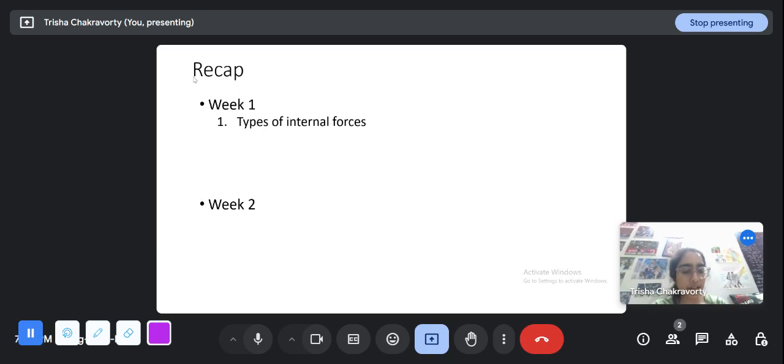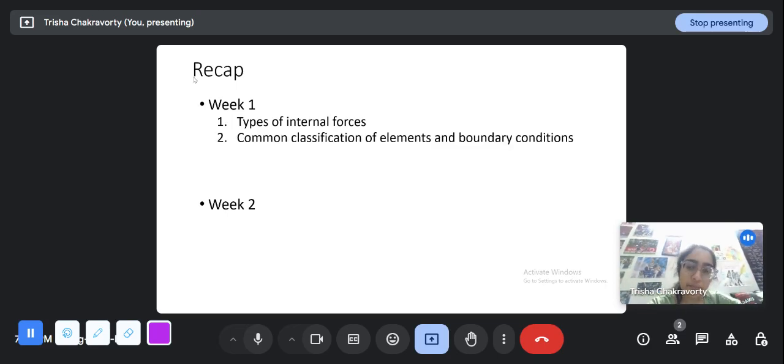So they are paired together generally, and axial force and the twisting moment act like this. So the sense is basically along the length, and due to a transverse force which is called a shear force, a bending moment also develops in the beam. Then we looked at the common classification of elements and boundary conditions. Some of the elements that we encounter in structural analysis are beam elements, frame elements, and truss elements.